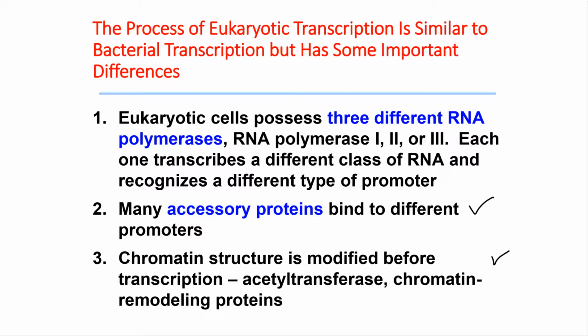Another way chromatin can be modified is through chromatin remodeling proteins, which can actually bind to chromatin and displace nucleosomes from promoters or other important regions.